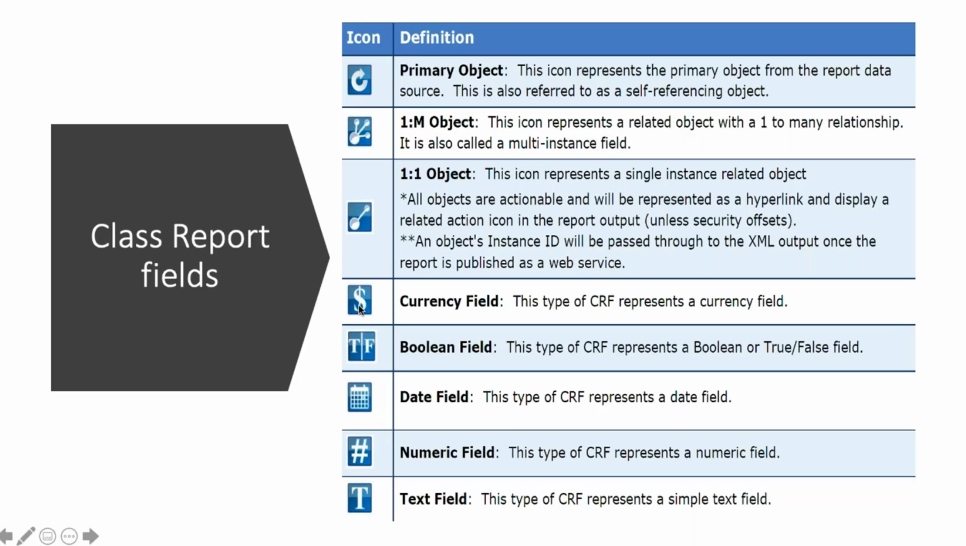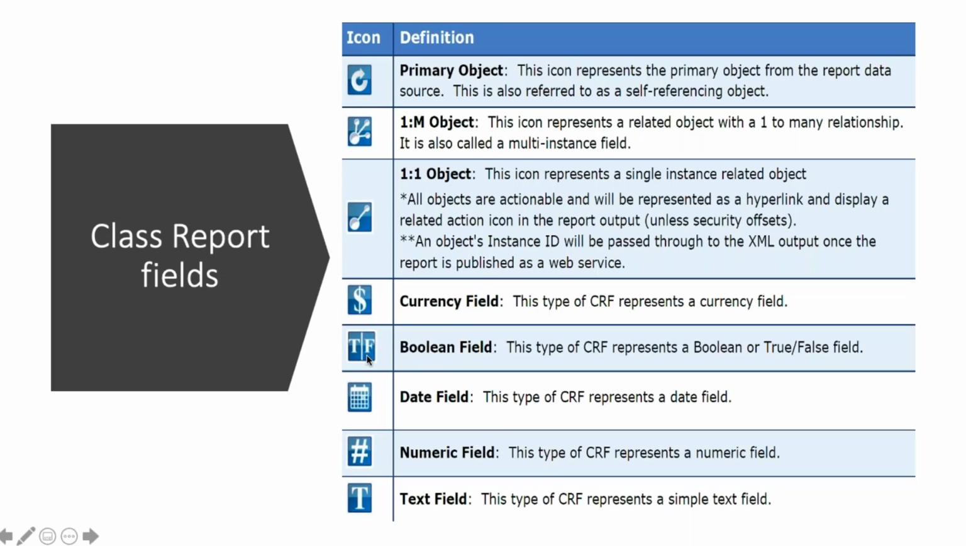Then comes your currency field. Currency fields are fields like salary, base pay, allowance amount, all those fields which have currency details attached to them, like USD, INR. Those become your currency fields, and they are always denoted by the dollar sign.